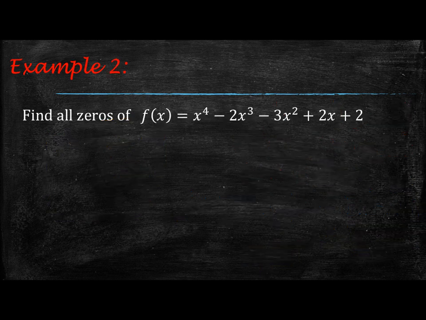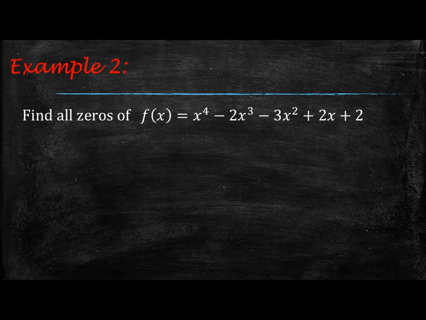All right, let's look at example 2. This one says find all the zeros of f of x equals x to the fourth minus 2x to the third minus 3x squared plus 2x plus 2. This particular problem has 5 terms, and so I'm not going to waste my time trying to factor that. But what I am going to do is put that into my graphing calculator and find some of the whole number zeros. When I type that into my graphing calculator, it looks like it has 2 whole number zeros, 1 and negative 1.